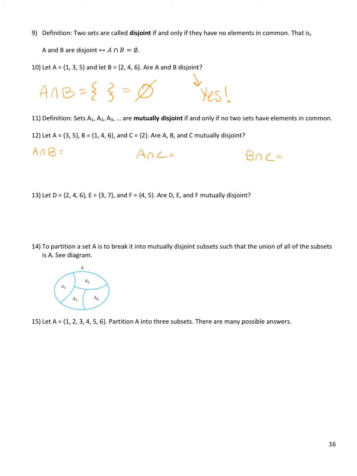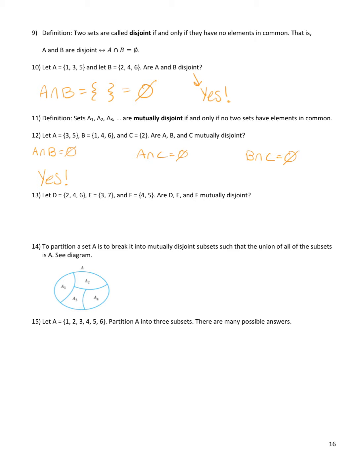So A intersect B. A and B, do they have anything in common? No, so we say that's the empty set. And then A intersected with C, 3, 5, and 2, nothing in common, so A intersect C is empty. And then B intersect C, 1, 4, 6, and 2, nothing in common. Their intersection is empty. So are they mutually disjoint? Yes.